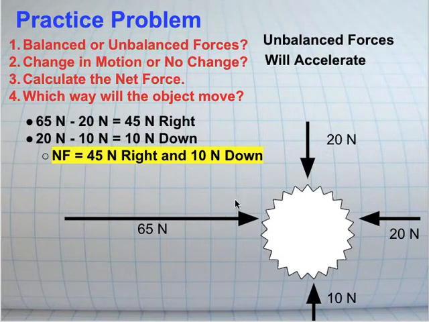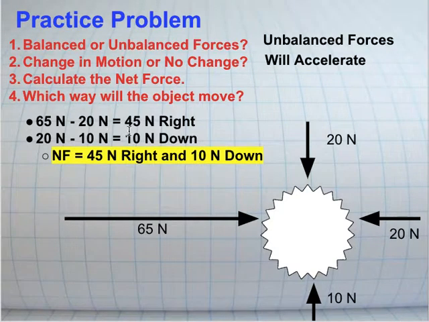So I get 45 newtons to the right, because my right arrow is much stronger than my left arrow. When I say right arrow, it means the direction that it's pointing. Now I look at my down and up arrows. I have 20 newtons and 10 newtons, going in different directions, so I subtract those two forces to calculate the net. 20 minus 10 is 10 newtons, and I have to write the direction down. My down arrow is stronger than my up arrow, so the object is going to be going downwards. So it's 10 newtons down.